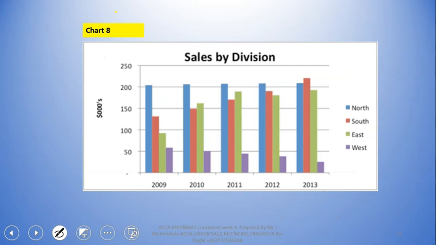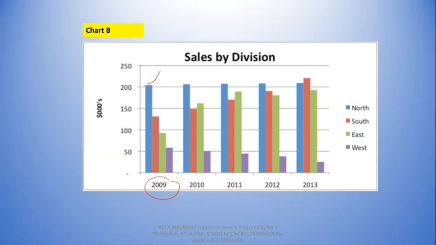That's the information by division. The same multiple column graph could be used to present information per division, in each particular year. For example, as you can see here, in 2009 the divisions had these performance levels. So we've got the North Division as indicated by the blue chart.